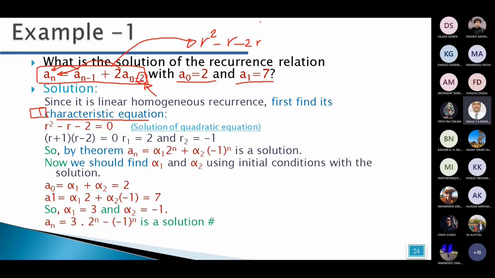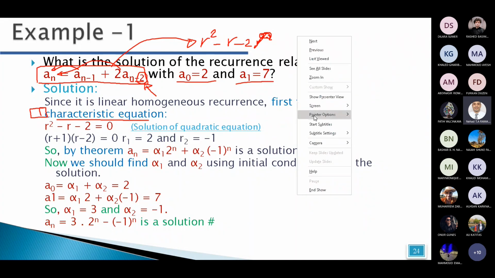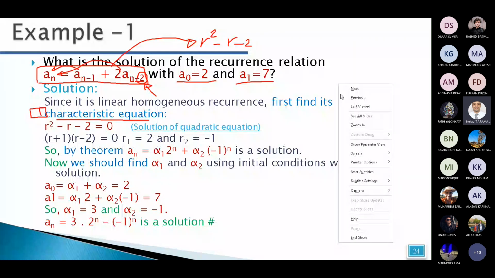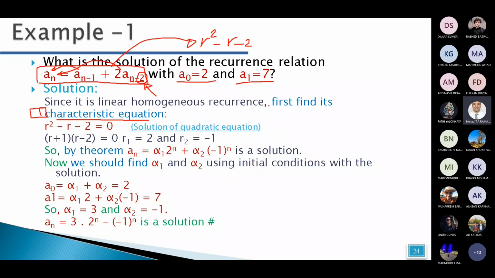n minus 2 becomes k minus 2. k is 2, minus 2 is 0. r power 0 is actually 1, so we don't need it. With time, you will know it by trying 1, 2, 3 times. You can know it without calculating r power n minus 2 every time. So this equals 0. Okay, in this first step, we found the characteristic equation.